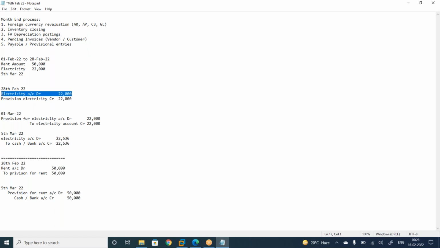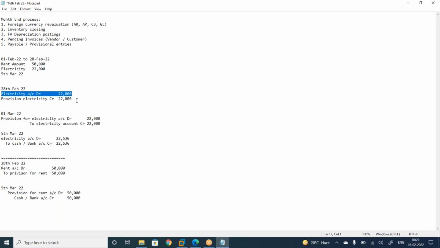To get accurate profit. Will there be any impact in the month of February when you receive the actual electricity bill for the difference of 536? So you are not receiving it in the month of February. That's what we are doing. If you are receiving it in the month of February, I will pay this one in the month of February only. Am I right? Right, sir.